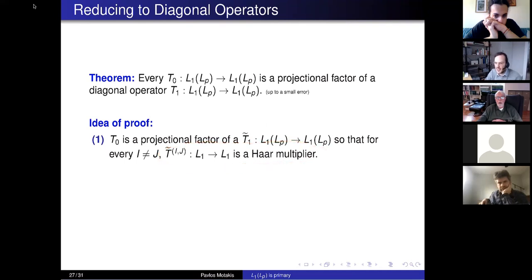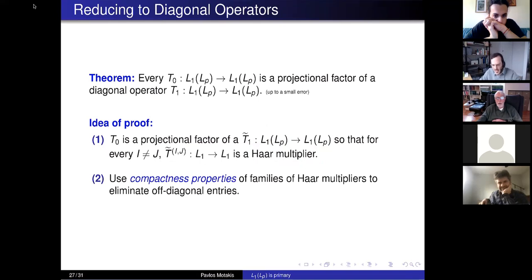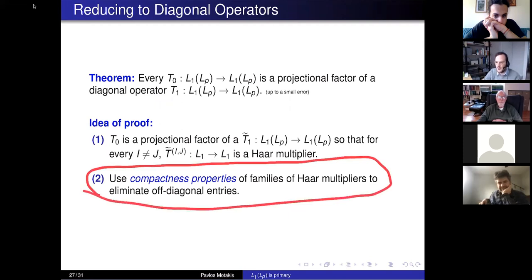And relatively speaking, this is not a very difficult step. You do it manually. You don't use that much theory. You just do it by hand. You just have to define the right operators that witness this projectional factorization. And this is sort of okay. And the next step is we have to use certain compactness properties of families of Haar multipliers to take these entries here that are all Haar multipliers and eliminate them. And here, to do this, we have to use these compactness properties, which is a new tool that we had to develop. So this is one of the tools we had to develop for this whole proof.